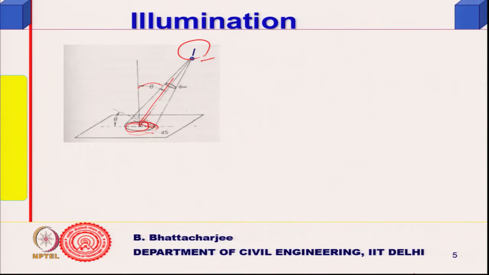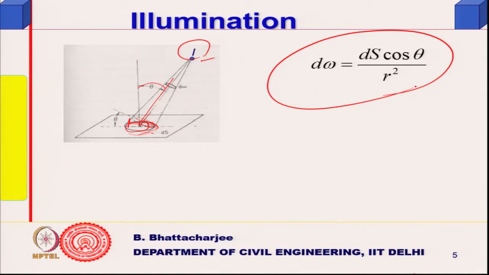So, if this angle of incidence is theta, this angle also will be equal to theta. So, if this area is ds, the projected area will be ds cos theta, divided by r square, that is d omega. The d omega is the solid angle subtended at this point by this surface ds. So, ds cos theta, because the projected surface area is ds cos theta, divided by r square, that is d omega.